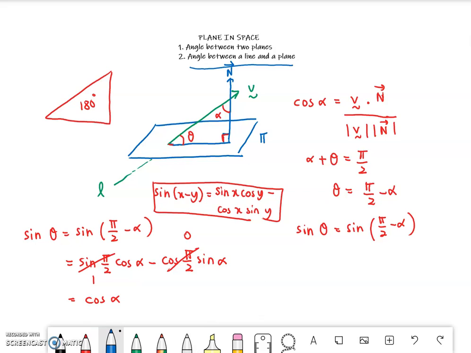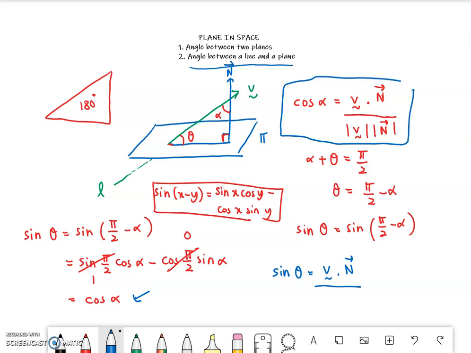Since we already know cos alpha here, we just substitute our cos alpha into this formula. So we have sine theta equal to v dot normal vector divided by the magnitude of v times the magnitude of the normal vector. So this is the formula to get the angle between a line and a plane.